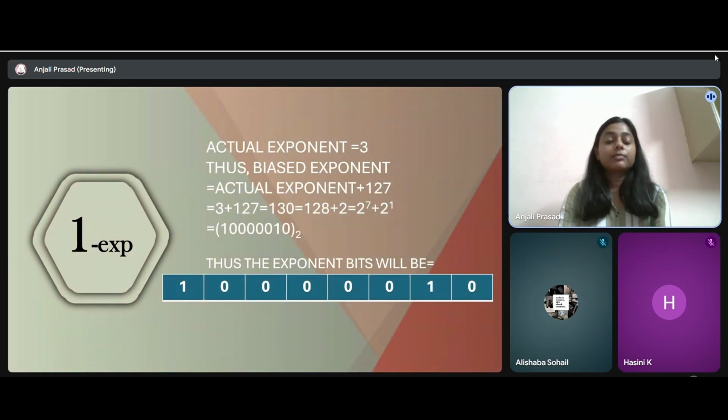Now we are going to write the biased exponent. The actual exponent, as we saw earlier, is 2 power 3. So our actual exponent is 3. So our biased exponent will be actual exponent plus 127, which is 130, and its binary representation can be given as 2 power 7 plus 2 power 1, which is as given. So the exponent bits are 1, 0, 0, 0, 0, 0, 1, 0.